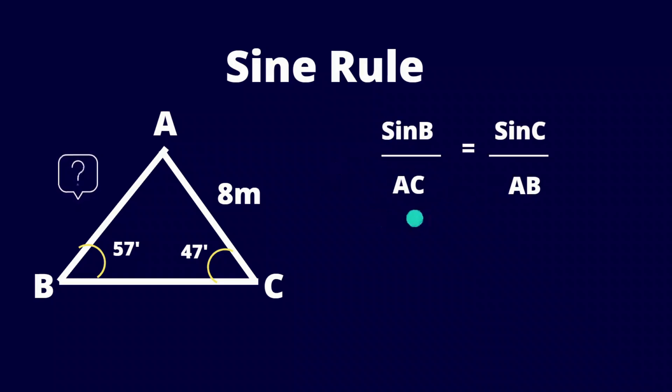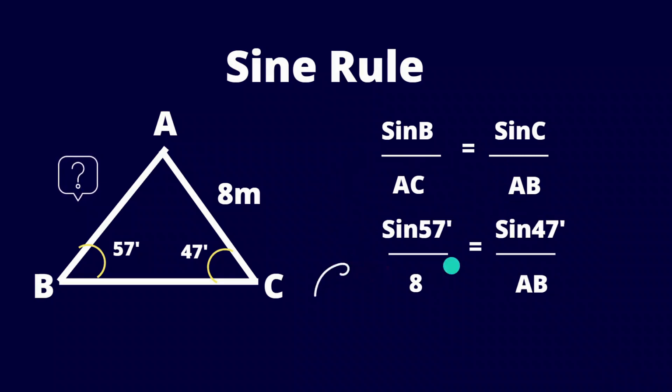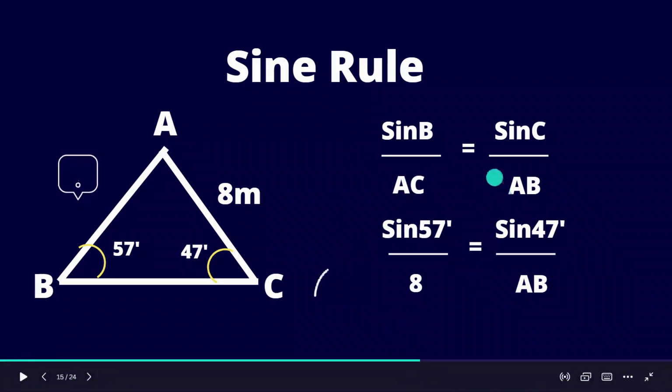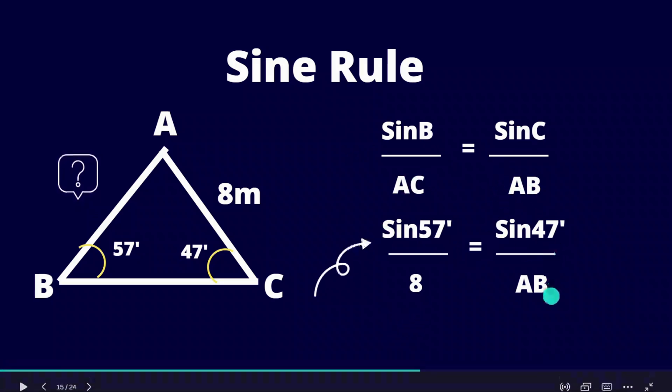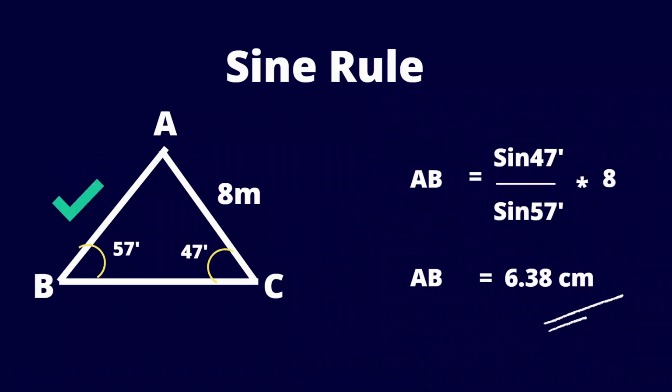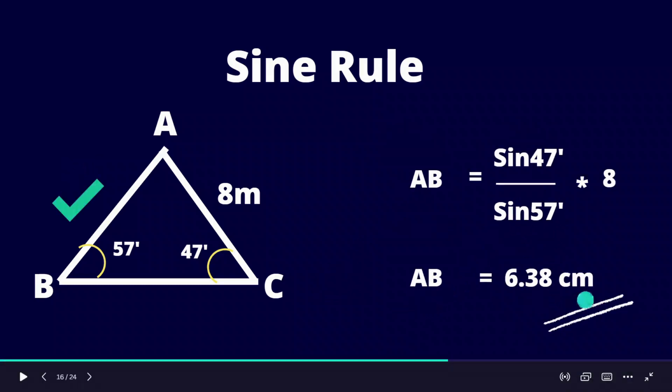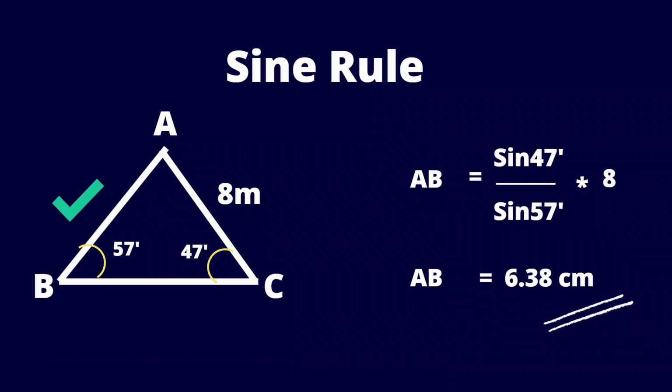Here we're going to take sine B upon AC equal to sine C upon opposite side AB. Now let's put in the values here. Sine B is 57, AC is 8, sine C is 47 and AB is as it is. Now when you do the calculations, you get AB is equals to 6.38 centimeters. So like that, you can easily find out the length of a side of a triangle which is not a right angle triangle.